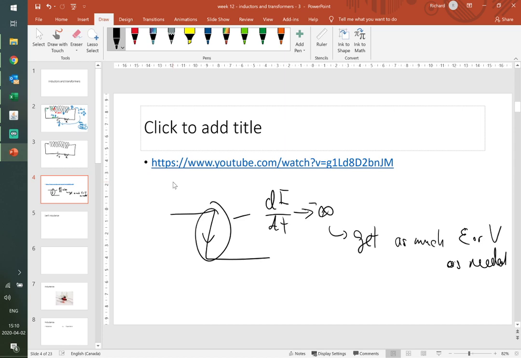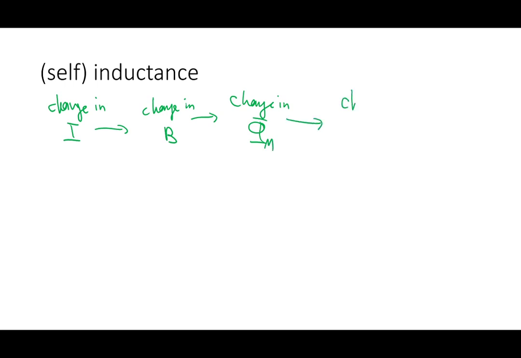So think of it this way then. Self-inductance as a thing. The idea is that if you have a change in your current in the coil, then you have a change in your magnetic field, which then gives you a change in the magnetic flux within the coil. And by Faraday's law, that means you can induce some EMF around the coil, which is basically a voltage, which then in turn changes the current within that circuit.